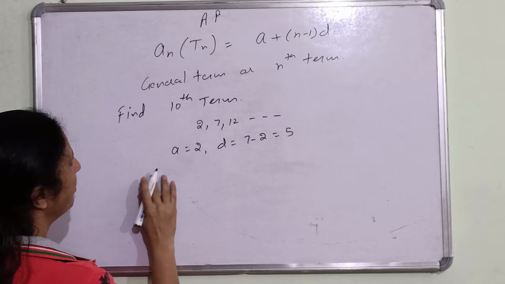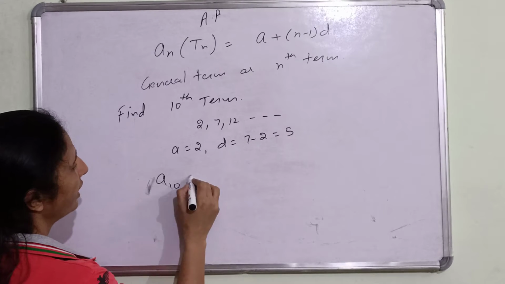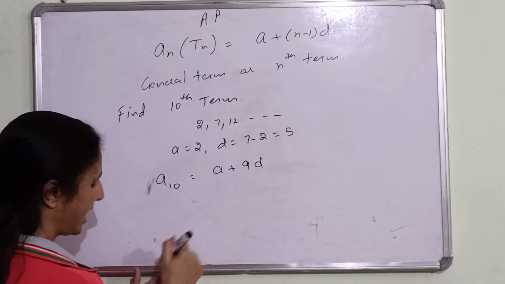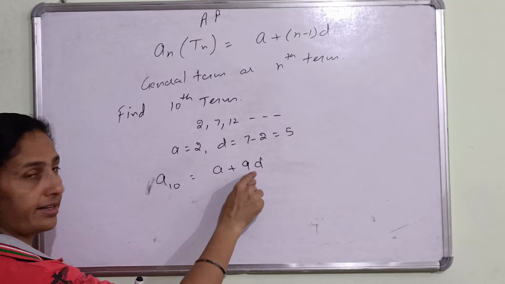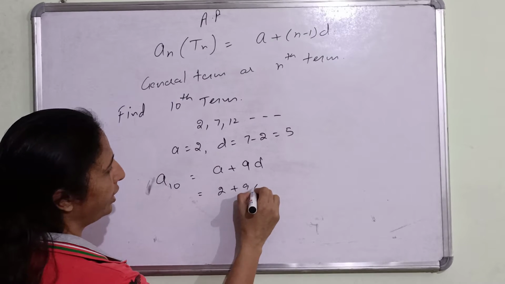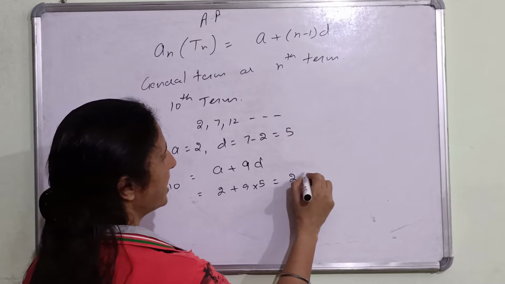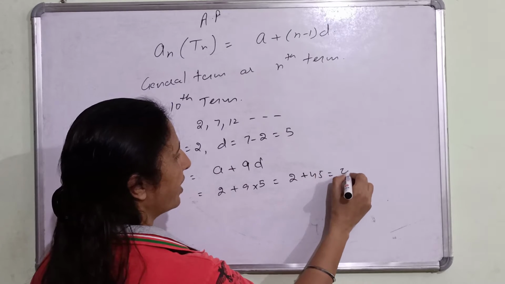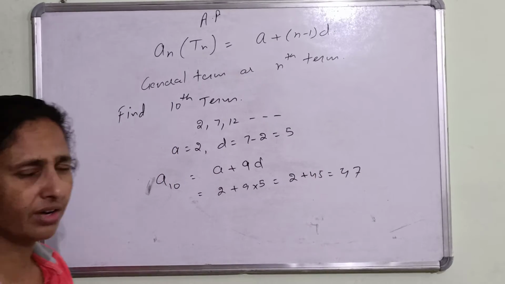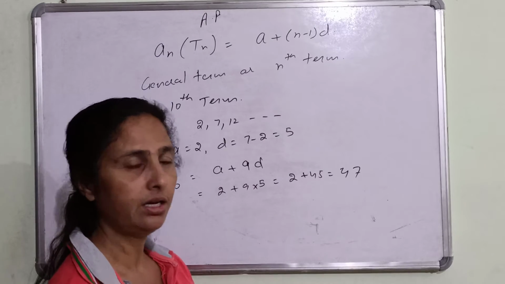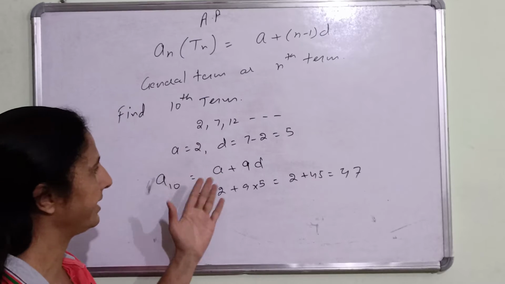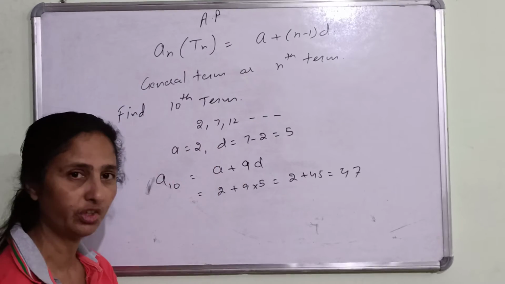So the 10th term means a10, which is a plus 9d. Yesterday I already discussed why it is 9d. So the 10th term is 2 plus 9 into 5, that means 2 plus 45, that means 47. In this way we can find the 10th, 20th, 30th, any term by using this nth term formula.